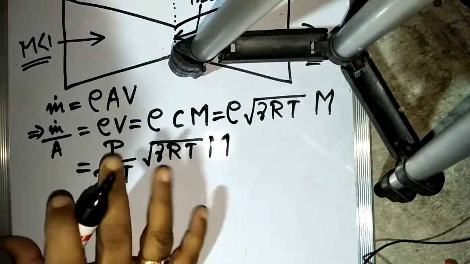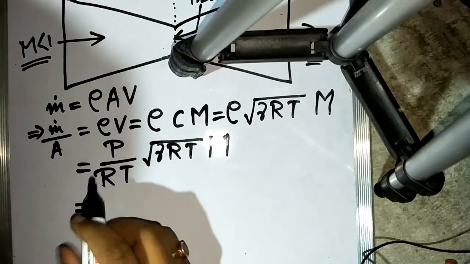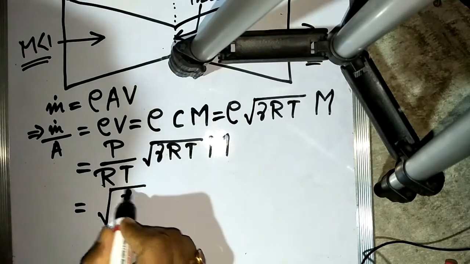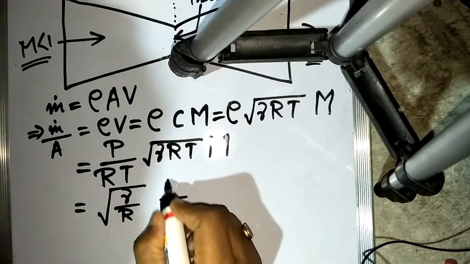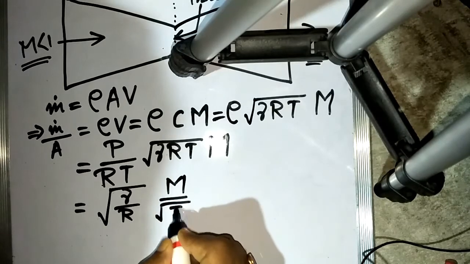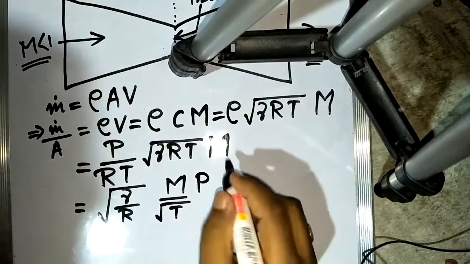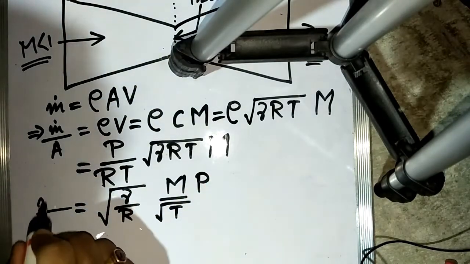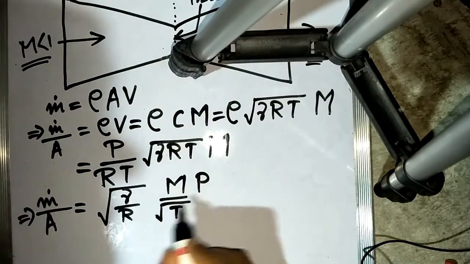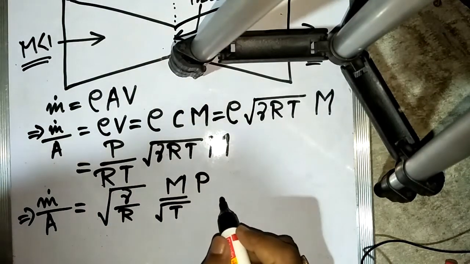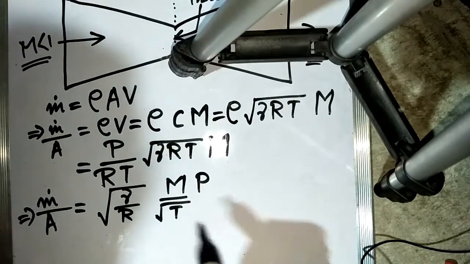So from this relation we can write root over gamma by R into M by root T, into P. So we can write m dot by A equals root over gamma by R into M by root T into P. By simplifying, we can write this.